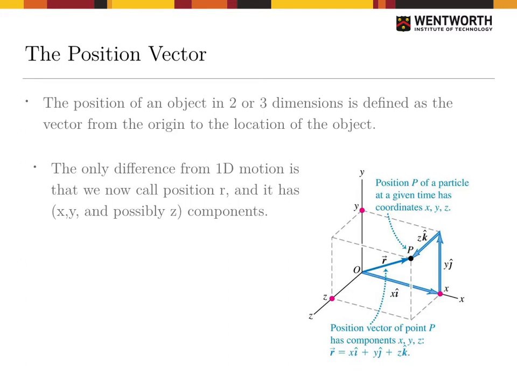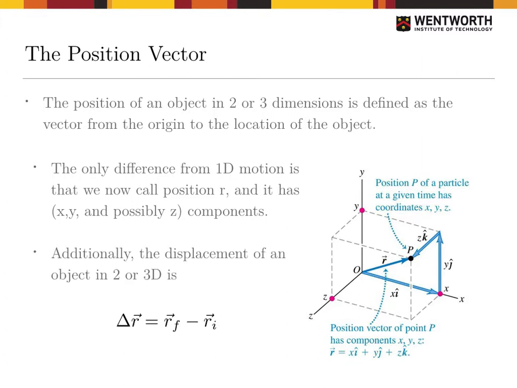The only difference is that we now call the position vector r, and that it can have x, y, or z components, as opposed to motion in 1 dimension where we didn't have to worry about vector components. Finally, the displacement is defined as the difference between initial and final positions, just as it was in 1 dimension.